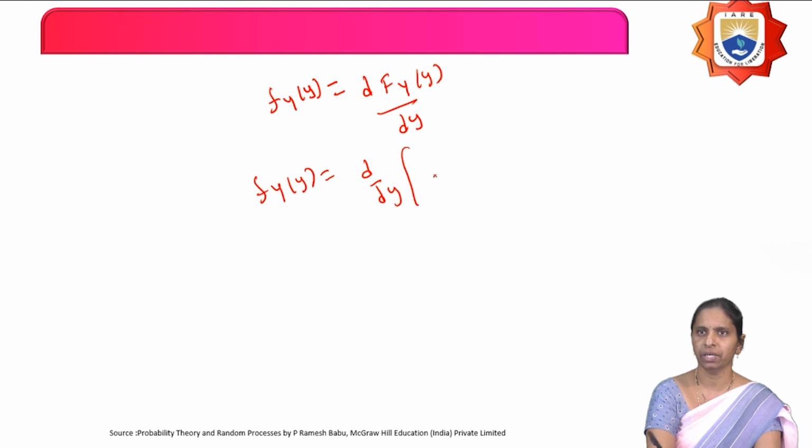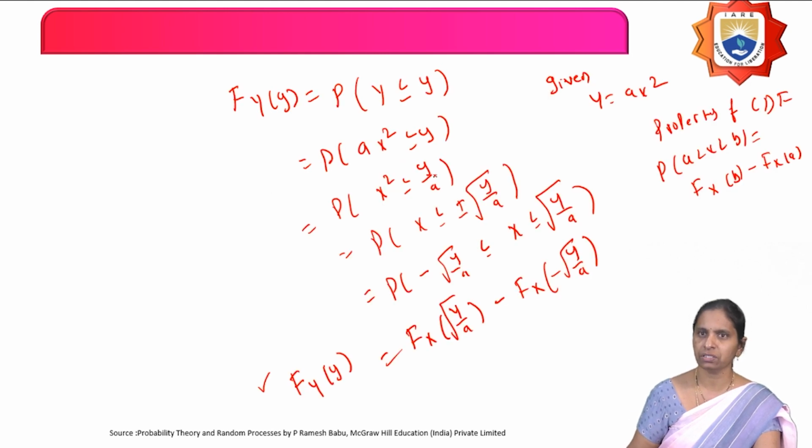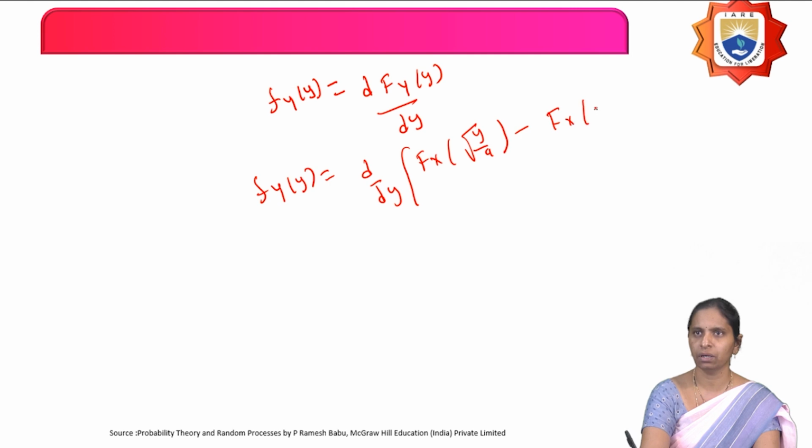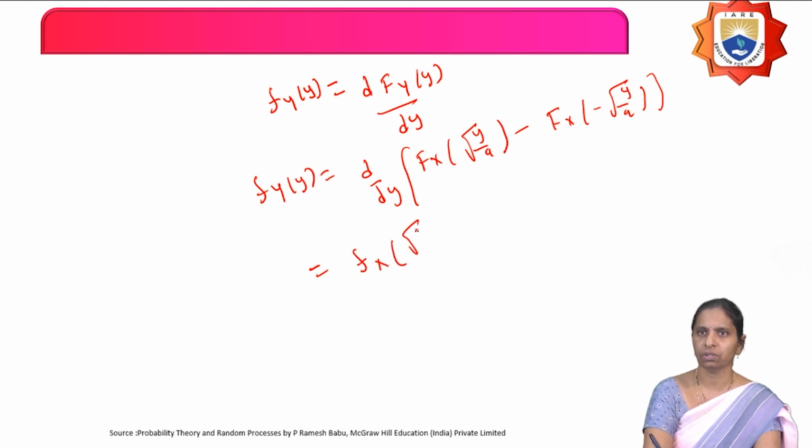So fY of y is equal to d by dy of FY of y, which is FX of square root of y by a minus FX of minus square root of y by a. Differentiate: the differentiation of the distribution function is the density function. So fX of square root of y by a into the differentiation of square root of y by a, which is 1 by 2 square root of a y.